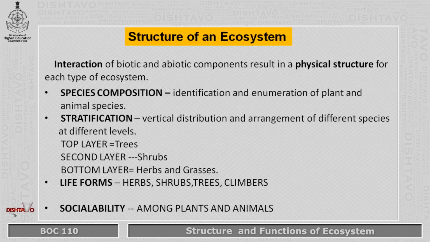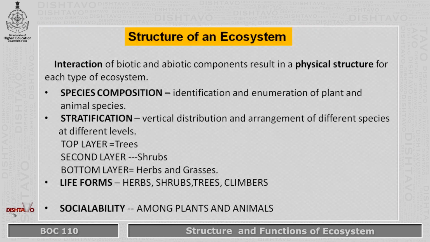As different species are present and they interact with each other, there is created a so-called layer, a strata, and that is what we call stratification. Stratification is the vertical distribution and arrangement of different species at different levels. Let's try to understand this. There are different layers within the ecosystem, within that particular area, so we see the layers physically.